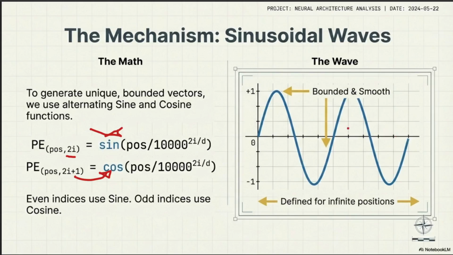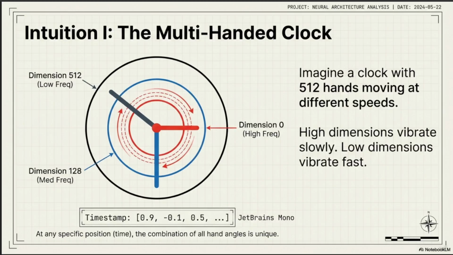But a single wave would repeat itself. So how can we ensure that they are unique? We use multiple waves at different frequencies. Let's look at how. To understand how multiple waves can create unique IDs, imagine a multi-handed clock.